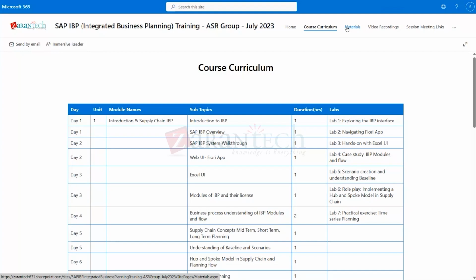So on Monday when we are back, hopefully, if my issue is resolved, we will go ahead and start working on the scenario building or the data maintenance based on the lab activities defined in the scope. For example, on day one you have exploring the IBP interface, then navigating the Fiori app and the Excel user interfaces, lab 3, the case study on the IBP module and flow, and lab 4. So by Monday we should be covering at least labs 1, 2, or 3.